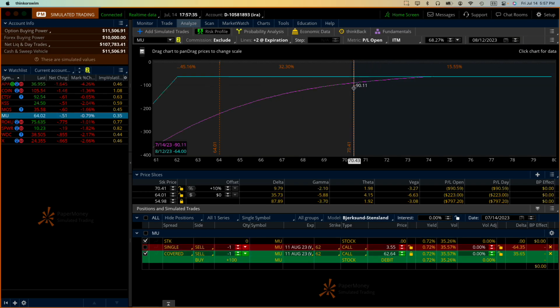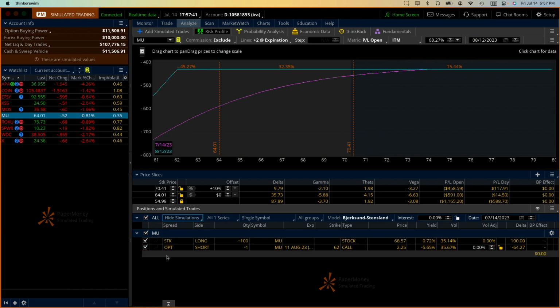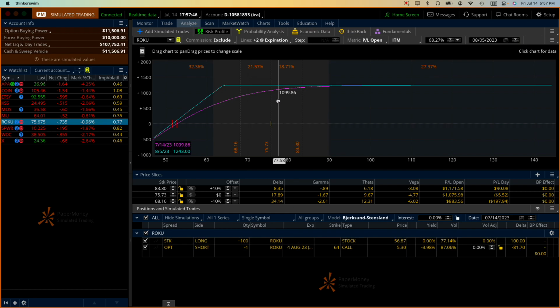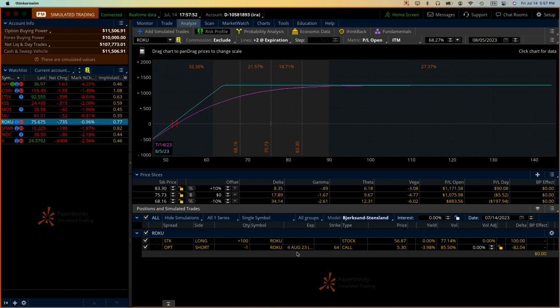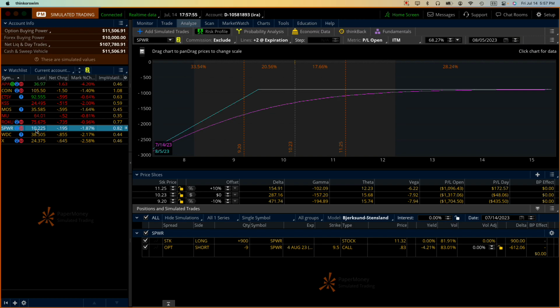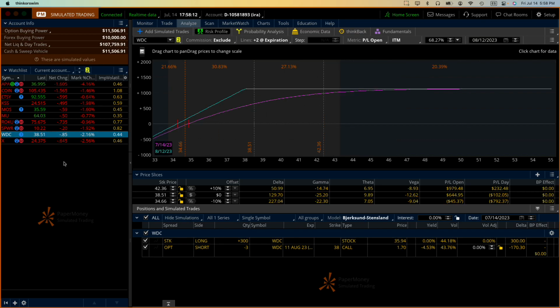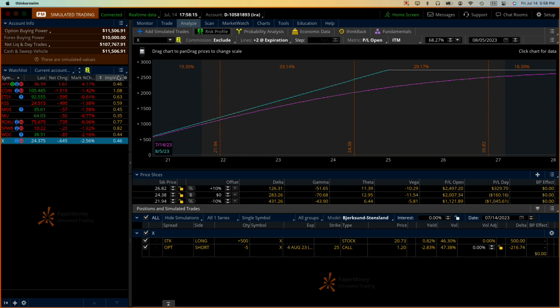August, you can see there's plenty of value there. Yeah, you can look at it this way. Move on to Roku, and that's August the 4th. Again, plenty of value there. You can tell by the chart, and the expiration is in August, so plenty of time for us to react to that. Same with SPWR, 4th of August. And this is the one that I adjusted down because the stock came down, and look, the stock is now up again. WDC, August 11th, and X, August the 4th. That's all we need to do.